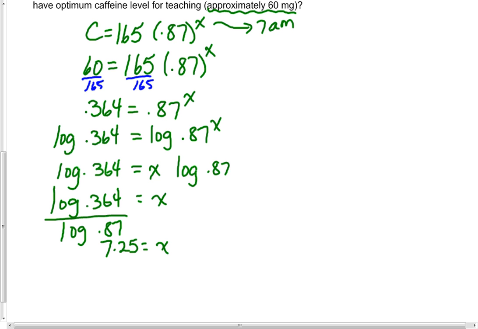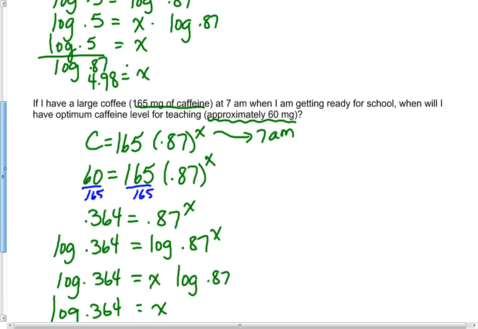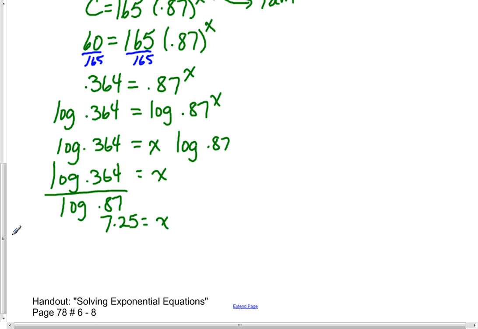which is 7.25 hours after 7 a.m., which is about 2:25. So I am good to go just as you're leaving.